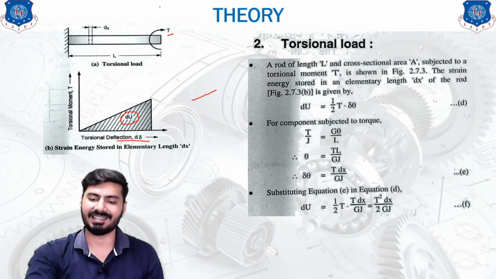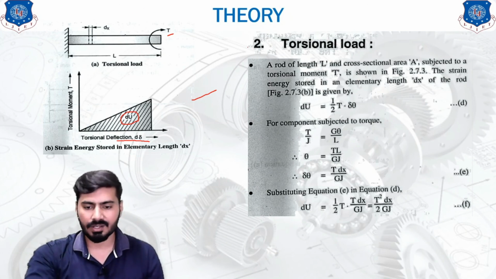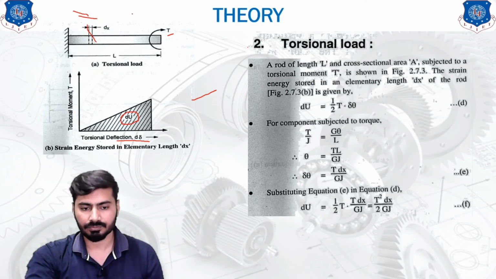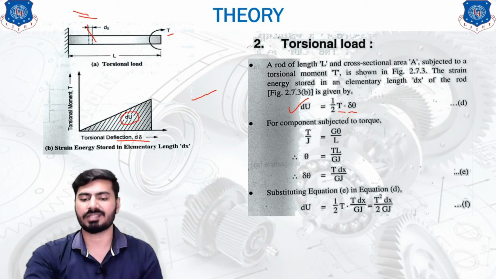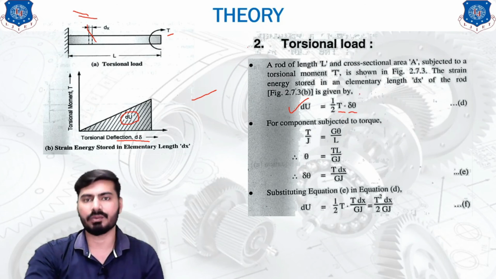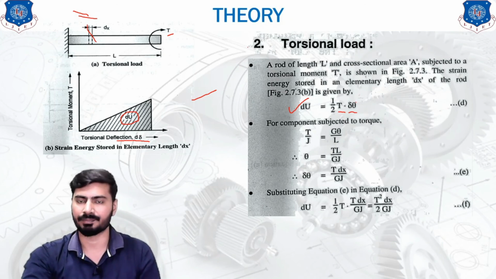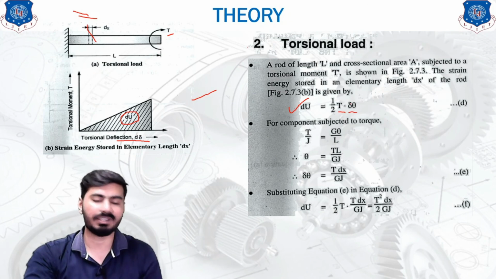A rod of length L, for which we are going to calculate the dU, is also one type of triangular area, and for a triangle we can write the value of dU as 1 by 2 base into altitude, that is base as d theta. As I said, you can write d theta instead of d delta, and height as T. So if you put these values of d theta into the above equation, then you will be able to solve the answer. So how can we calculate the value of d theta?